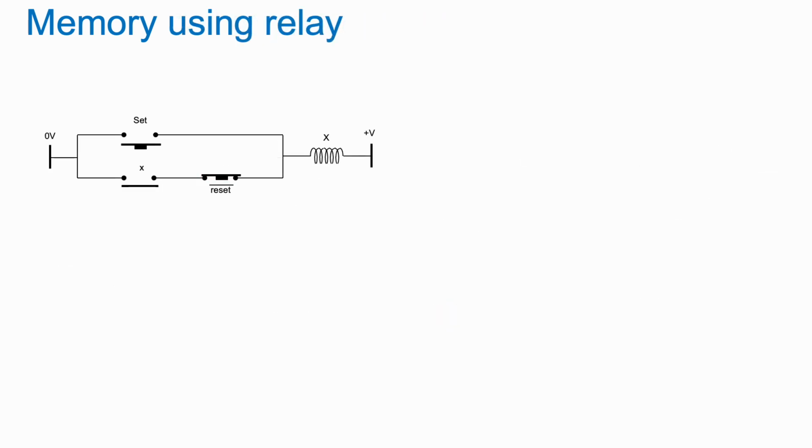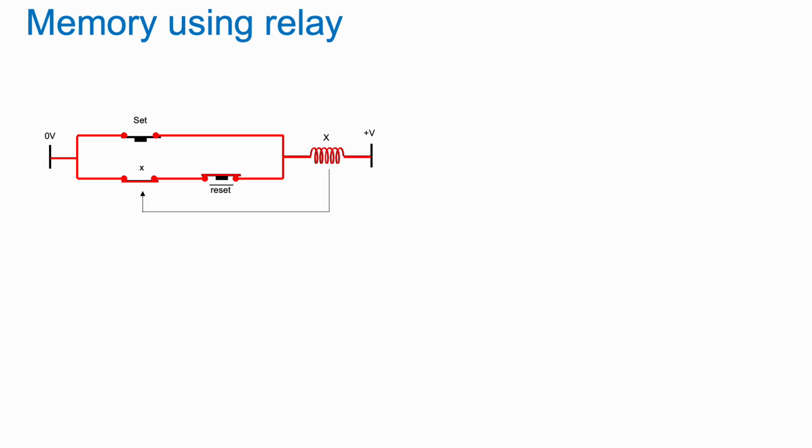Now we will analyze the logic using relay. The X contact is driven with a coil noted with uppercase X. When the set switch is pressed, current flows through the upper branch to power the relay, denoted by a capital X. The relay switches on the contact X, so relay X is also powered by the lower branch.